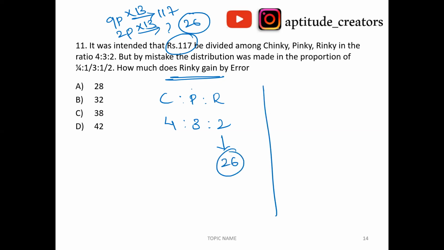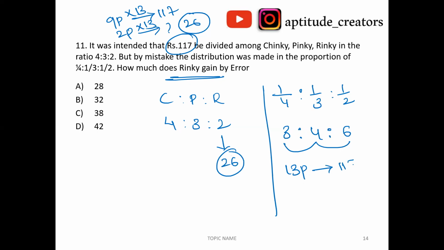But by mistake, the distribution was made in the proportion 1 by 4, 1 by 3 and 1 by 2. Now what is the LCM of 4, 3 and 2? That gives the result as 12. 12 by 4 is 3, 12 by 3 is 4, and 12 by 2 is 6. Now this is the ratio. What is 3 plus 4 plus 6? It gives 13. 13 parts is equal to 117.